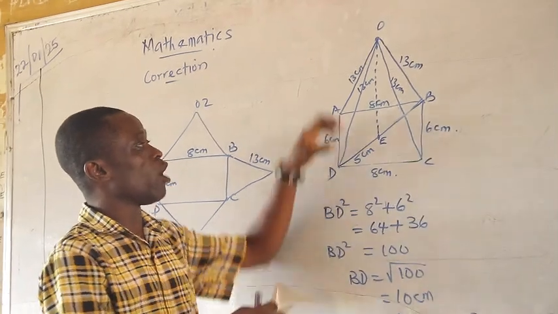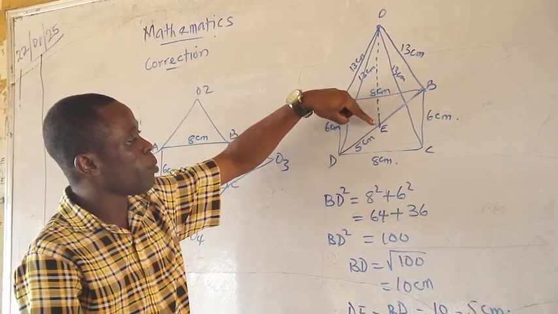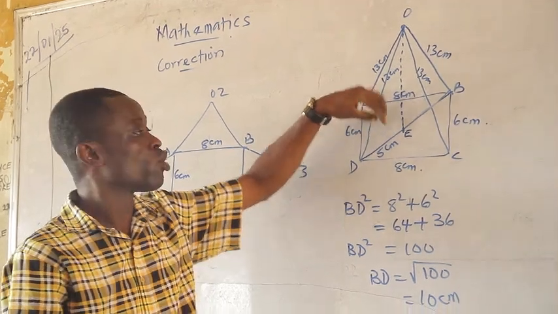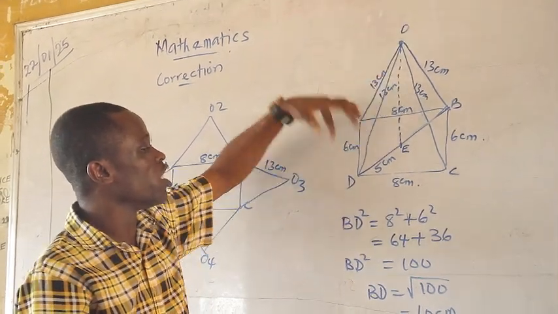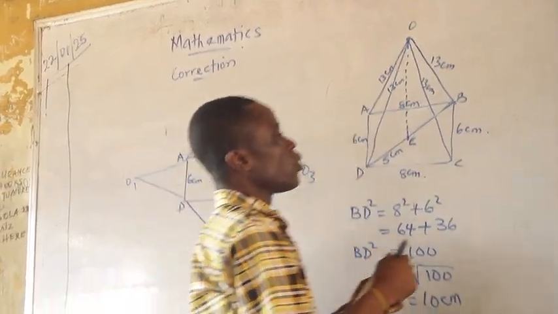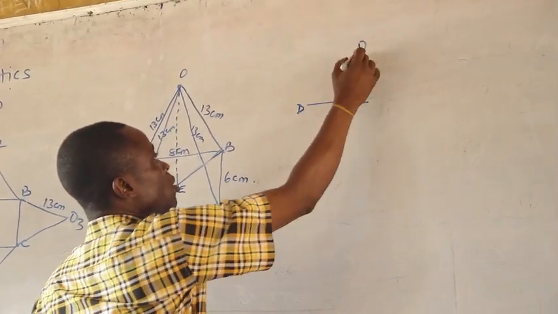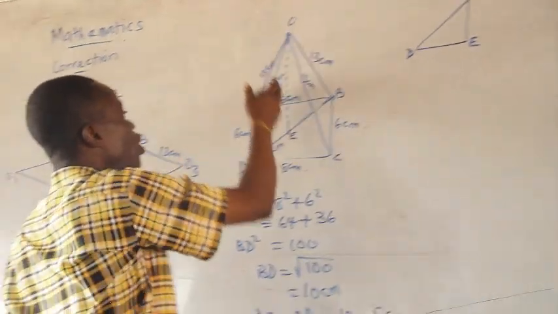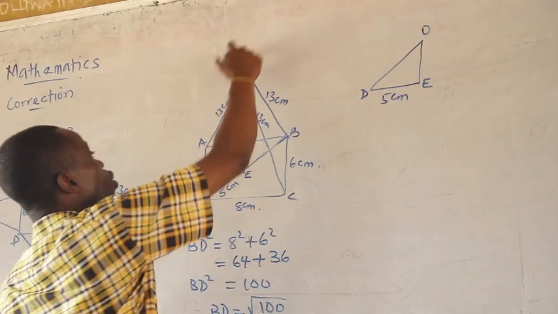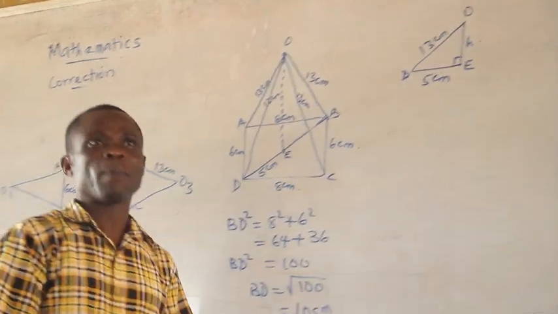So when you bring it out, look at this triangle OED. It is a right angle triangle because this particular line is perpendicular to the plane. It's perpendicular to the plane, so it means that OED is a right angle triangle. So I can bring it out as OED, where OE is not given, but DE is 5. And what is the slant edge? DO is 13 centimeters. So with this, you can find the perpendicular height.